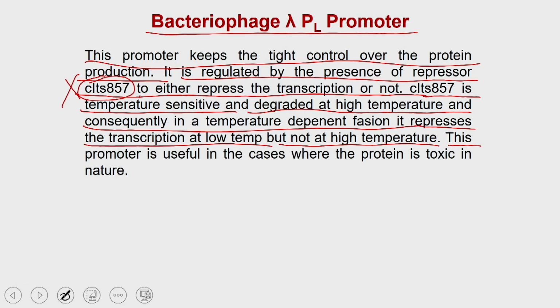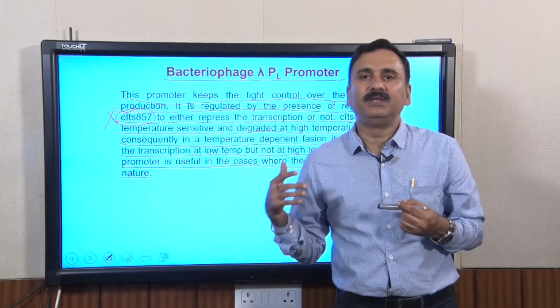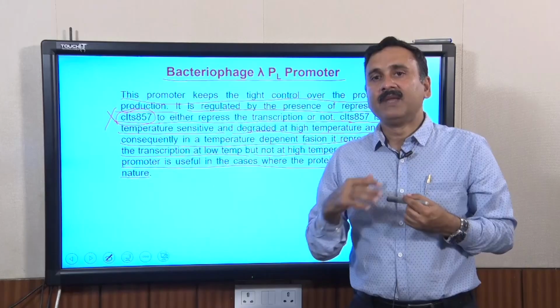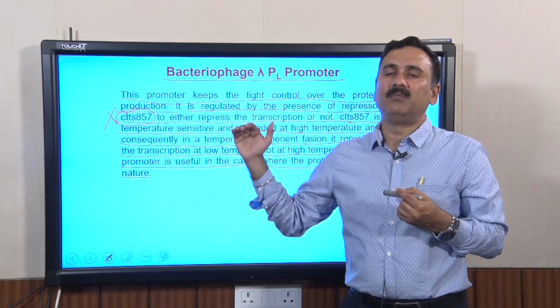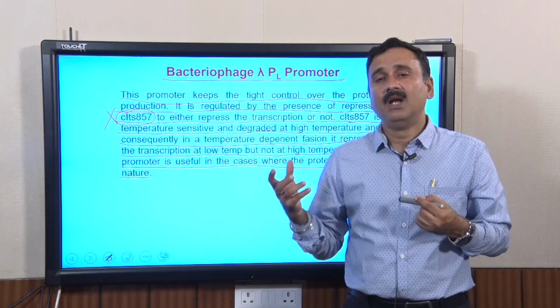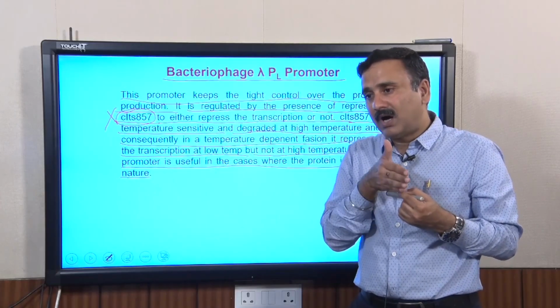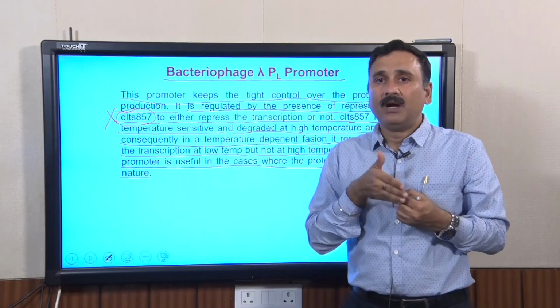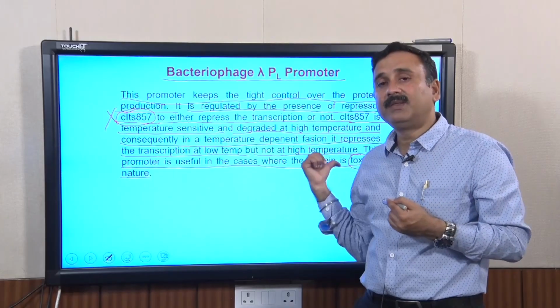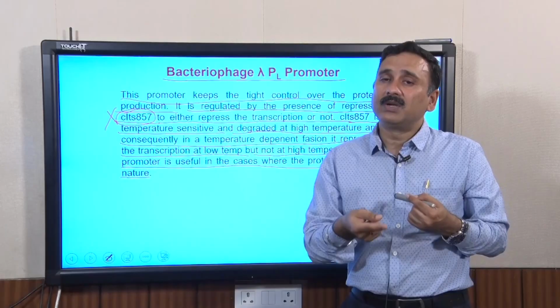This promoter is useful in cases where the protein is toxic in nature. If the protein is very toxic and you use the IPTG based inducible promoter, it is actually going to start producing the protein, because the bacteria normally contain a small amount of lactose which they take up from the media. As a result, you are going to get protein production from the beginning itself, and because the protein is toxic, it is going to kill the bacteria.